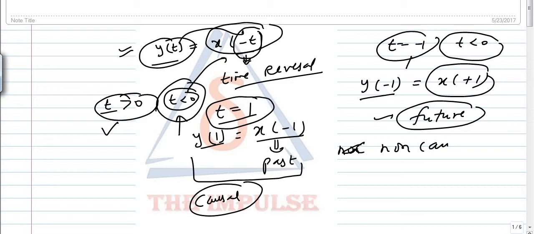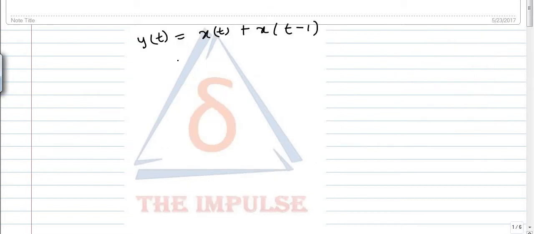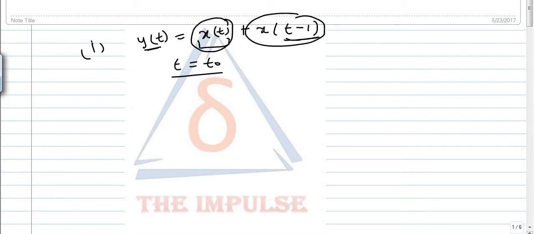Now I am taking the first question here, y(t) equals x(t) plus x(t minus 1). If we take any present time t equals t naught, then this output depends upon the present value of input, and this is the past value of input. So my output is dependent upon either the present value or the past value of input. So this system is basically called a causal system.